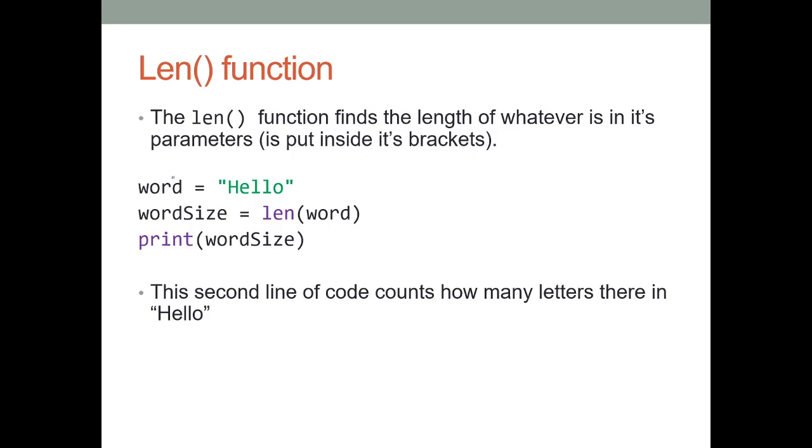Here's a simple little bit of code. We've got a word, it's set to hello. The len function, anything inside of its brackets, its parameters, it's going to find the size of it. So we've got word equals hello, and it will find the size of word. So it will just look up here, and it will say 1, 2, 3, 4, 5, and then word size will be stored as 5. So when you go print word size, it will get 5 letters. That is it. It's just counted whatever you've put inside it.